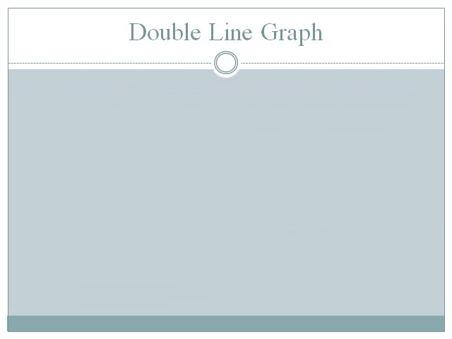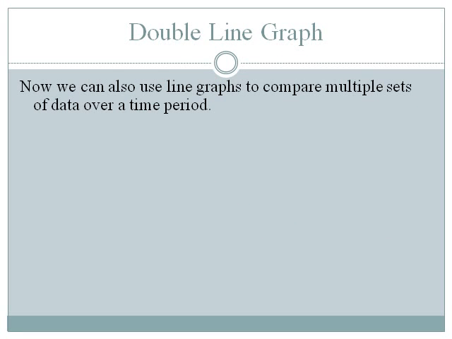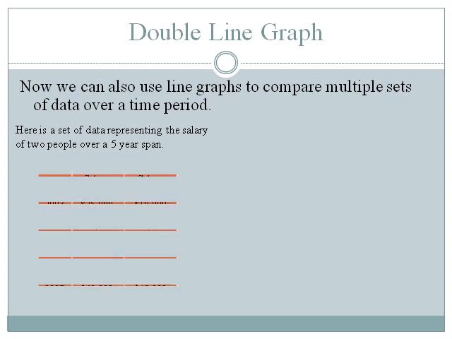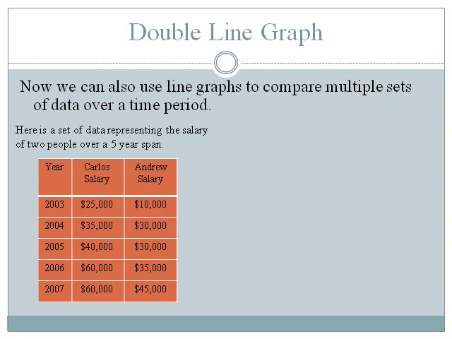A nice thing about the next graph, which is a double line graph, is now you can compare multiple sets of data over a time period. If we were to look at a set of data representing the salary of two people over a 5-year span, one named Carlos and one named Andrew, you can see the left column is the years. The other columns represent the salary earned by each person. From this data, we can sketch a double line graph, basically a line graph for each one on the same exact graph. You can try this.